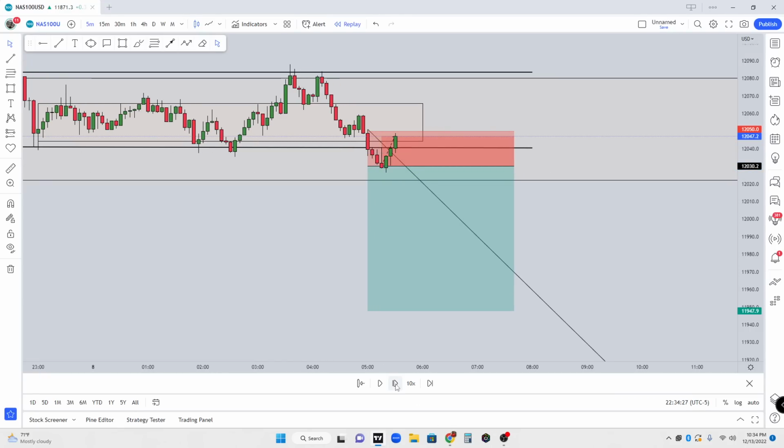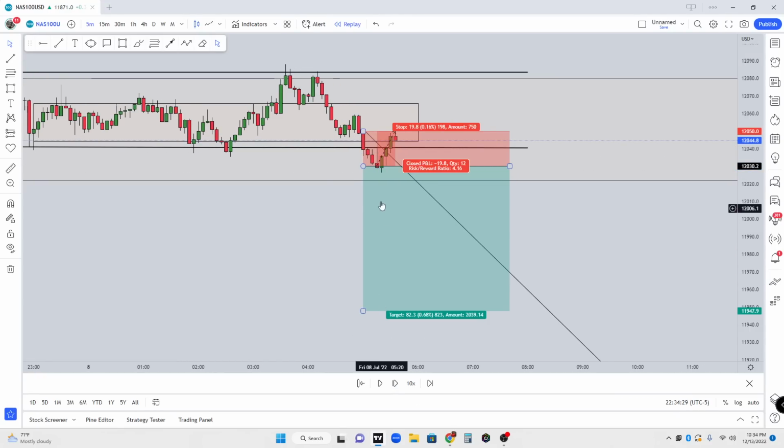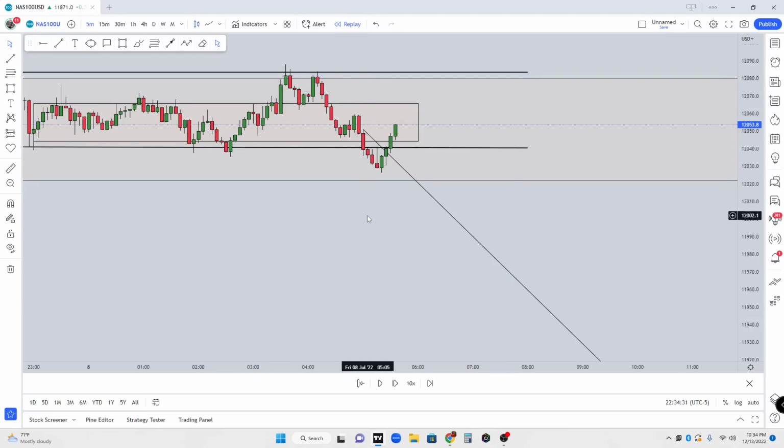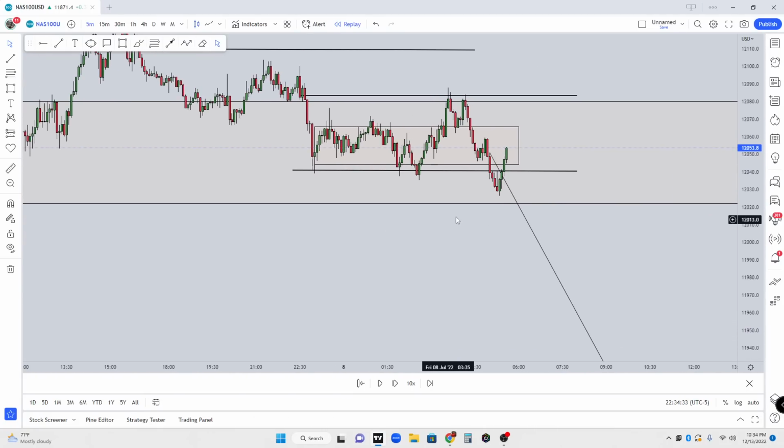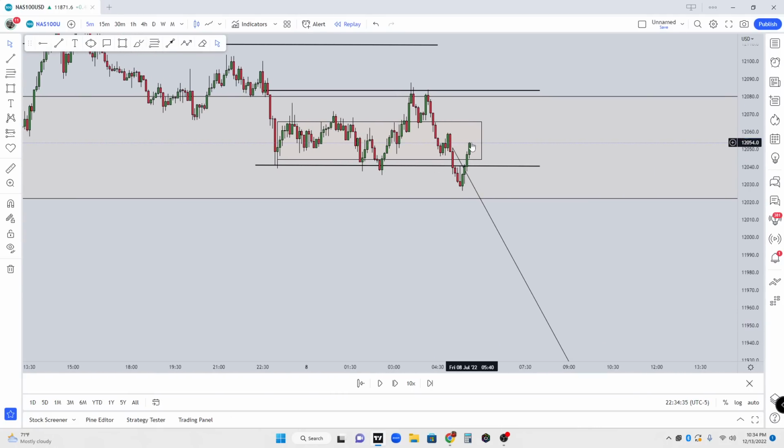Are we gonna hit stop? Ah, we got stopped out. That's that 5-minute entry, guys. All right, so it looks like price pulled down, and it looks like it's retesting.